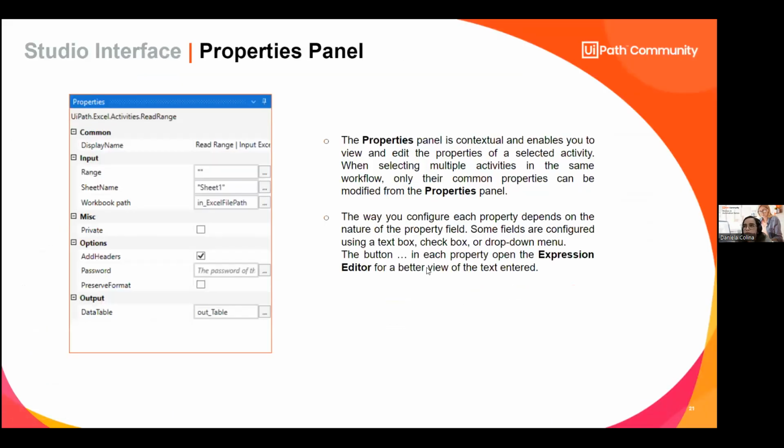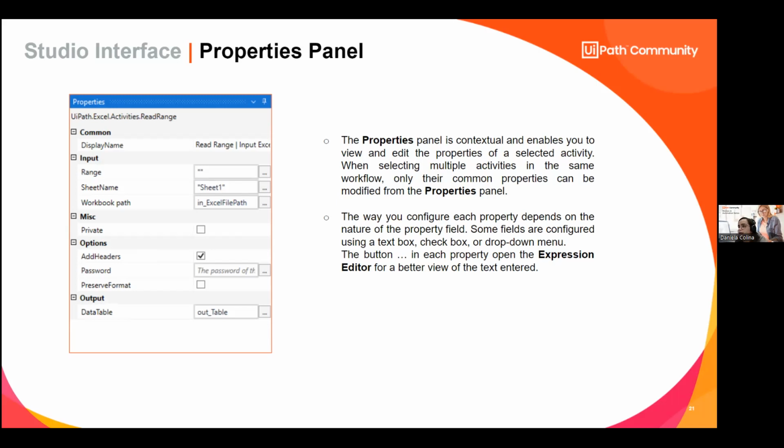So the properties panel is related to actually the activities. So it enables you to view and edit the properties of the selected activity on the designer panel. So also when you select multiple activities, you can check the common properties between that selection. But the most useful is to check each activity's properties whenever you enter an activity. Configuring well an activity could be the difference between a good automation or a bad automation.